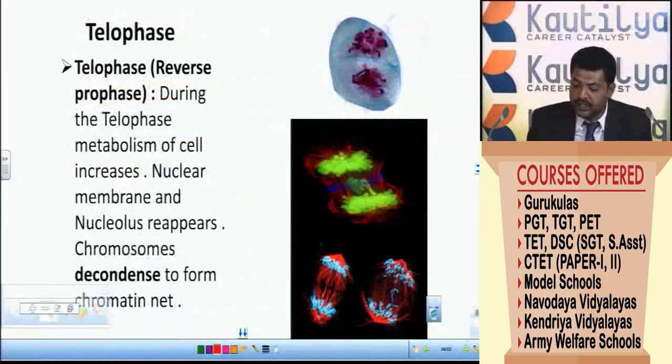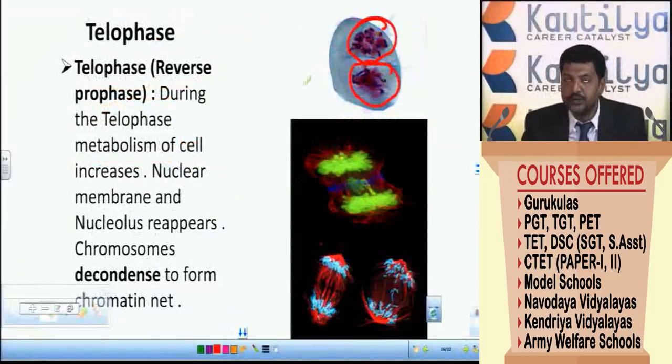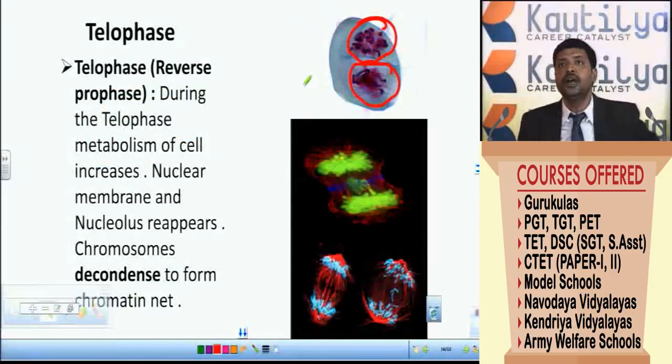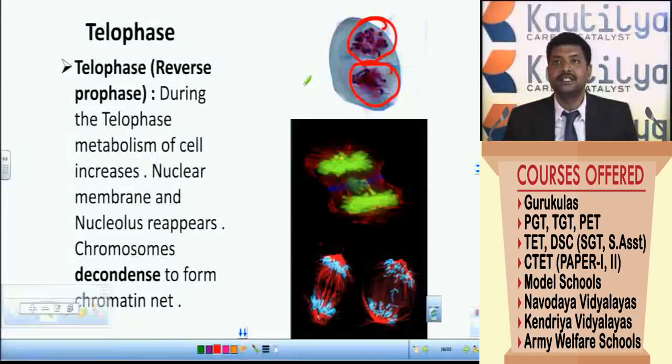When the chromosomes reach the poles, they develop the nuclear membrane, nucleolus, and everything is developed. This phase is known as telophase. Telophase is completely opposite to the prophase. In prophase, the nuclear membrane disappears, the nucleolus disappears, and chromatin condenses into chromosomes.